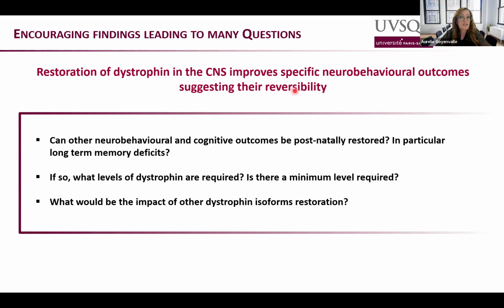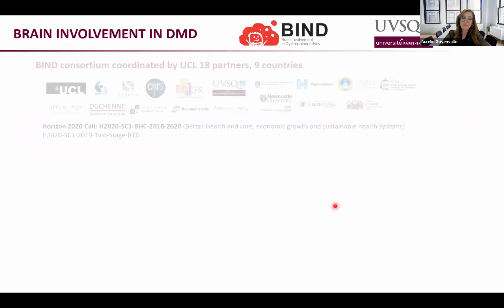First of all, because they suggested that some of these neurobehavioral outcomes may be reversible. But of course, we wondered if we could eventually restore some other neurobehavioral and cognitive outcome, in particular, some long-term deficits that had been described in dystrophic animals. If so, what levels were required, and was there a minimum level? And of course, what would be the impacts of the other dystrophin isoforms? Because as I mentioned, there are several dystrophin isoforms expressed in the brain.